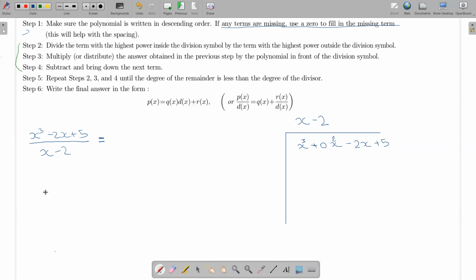Okay, now I have x cubed plus 0x squared minus 2x plus 5, and x minus 2.